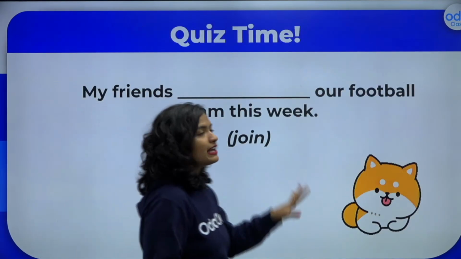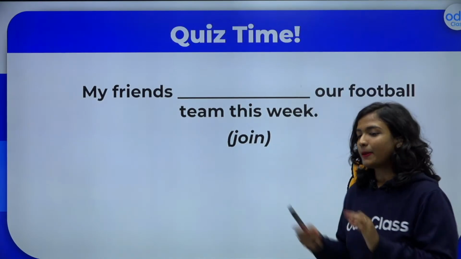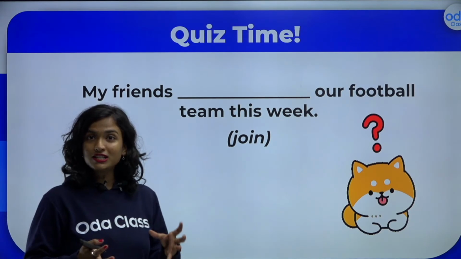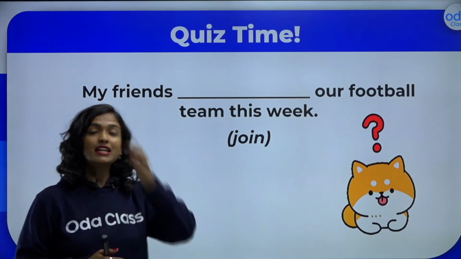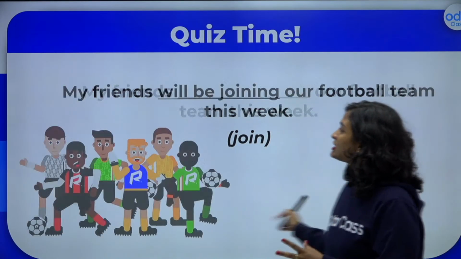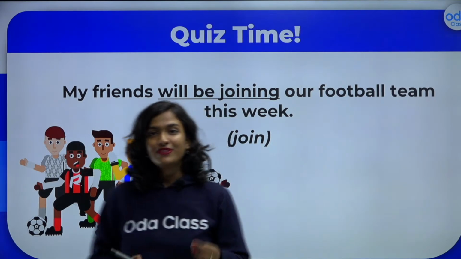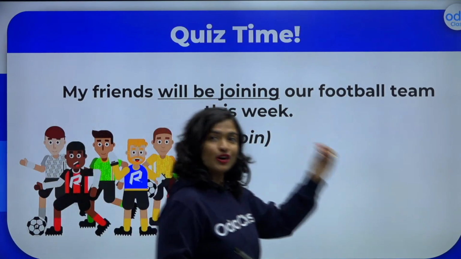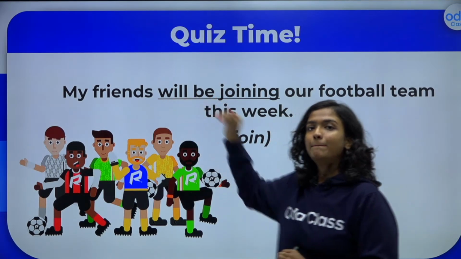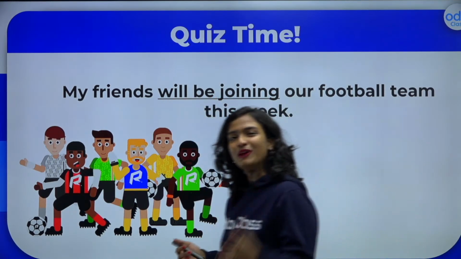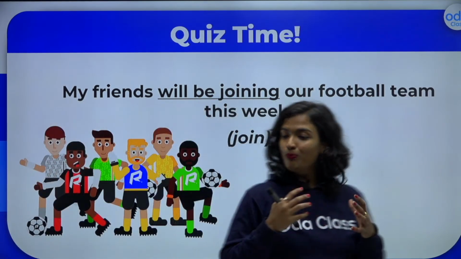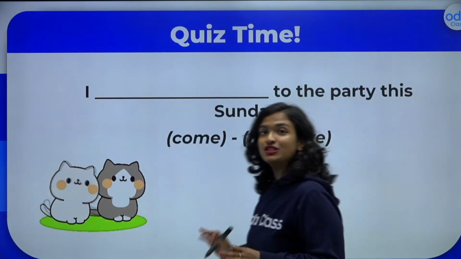Tell me, how will I form this sentence? My friends blank our football team this week. And the action word to be used is join. Tell me kids, how should I form this sentence? We will use the same rule, correct? My friends will be joining our football team this week. Subject, will be, ing form, followed by our object. Is this clear to you all students? I hope that it is, because here is the next question.